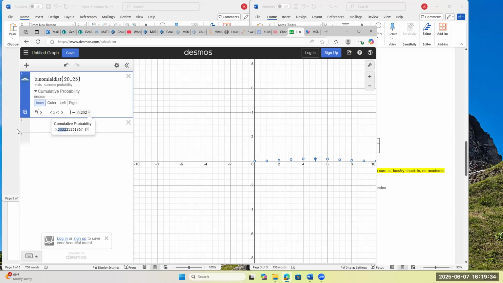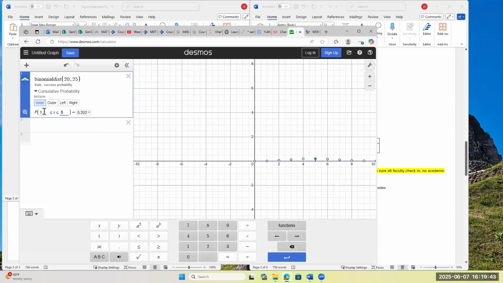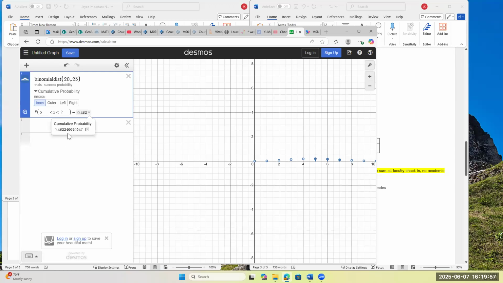Now, if I wanted a range of values, say I want the probability that the number of households in 20 that are wireless only is between 5 and 7, then I'm going to select inner, and I'm just going to select 5 as my lower bound and 7 as my upper bound. And you can see over here that it's including 5, 6, and 7. So it's going to calculate all of those and add them all up for you. And you can see we get a probability. If we want 4 decimal places, we have 0.4833.